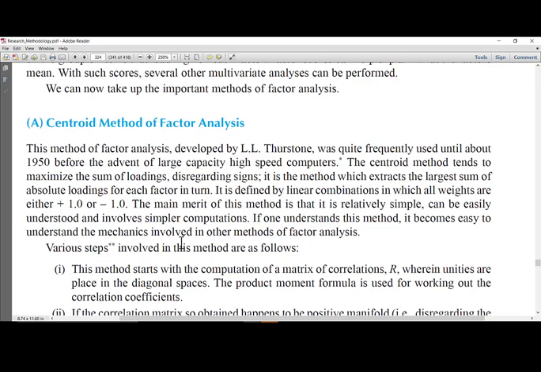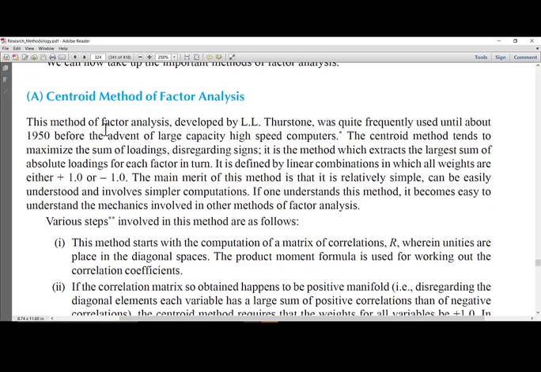Now let us take the first method of factor analysis, that is the centroid method. This method, developed by L.L. Thurstone, was quite frequently used until about 1950, before the advent of large capacity high speed computers. The centroid method tends to maximize the sum of loadings disregarding signs. It extracts the largest sum of absolute loadings for each factor in turn. It is defined by linear combinations in which all weights are either plus 1 or minus 1. The main merit of this method is that it is relatively simple, can be easily understood, and involves simpler computations. If one understands this method, it becomes easy to understand the mechanics involved in other methods of factor analysis.